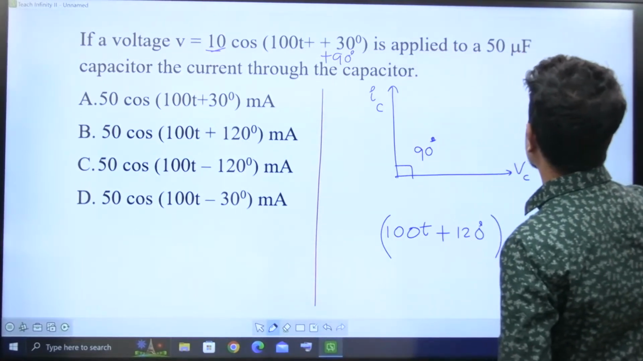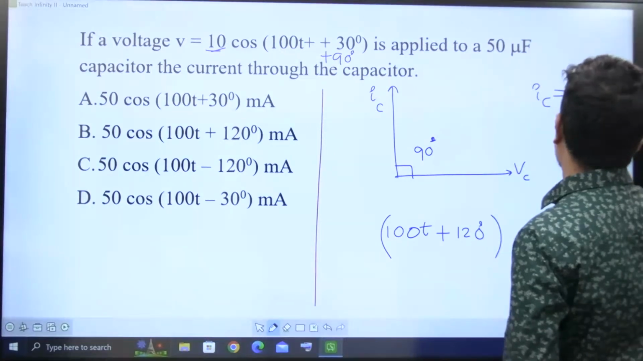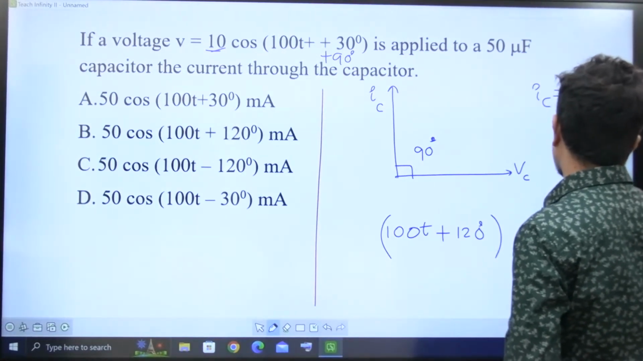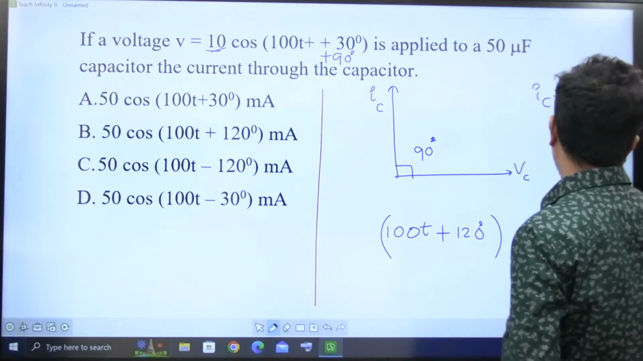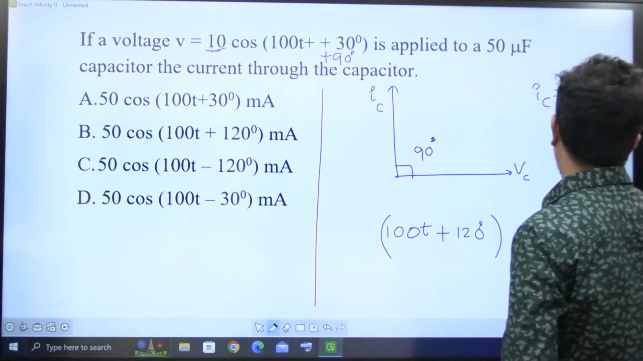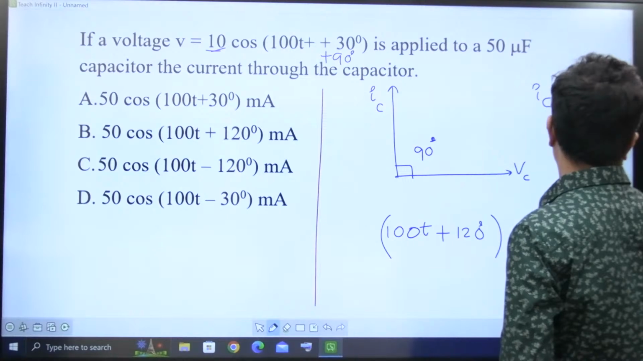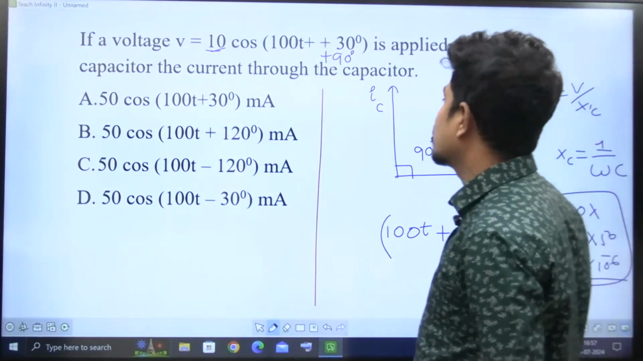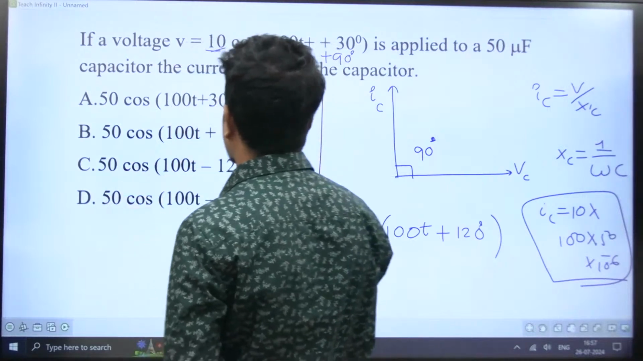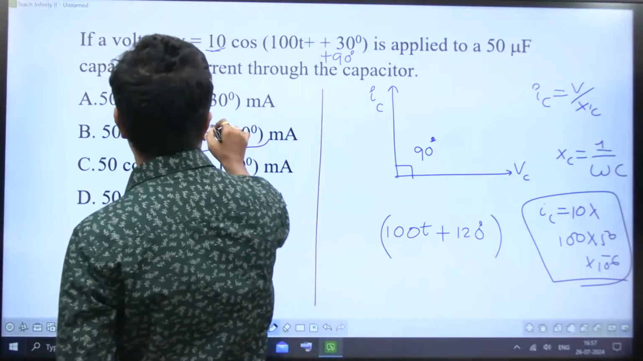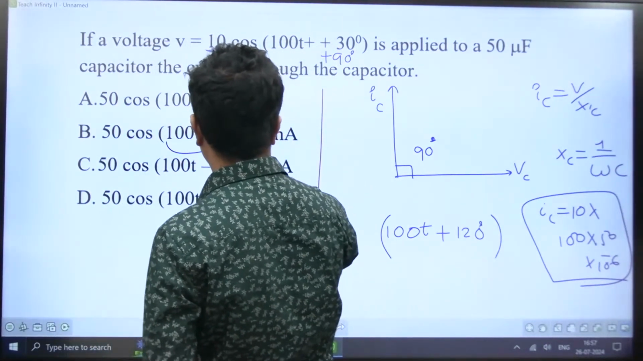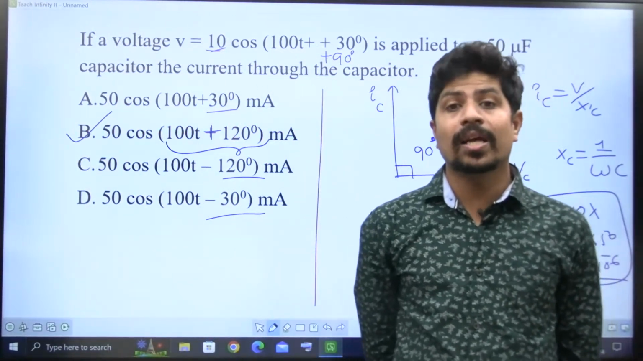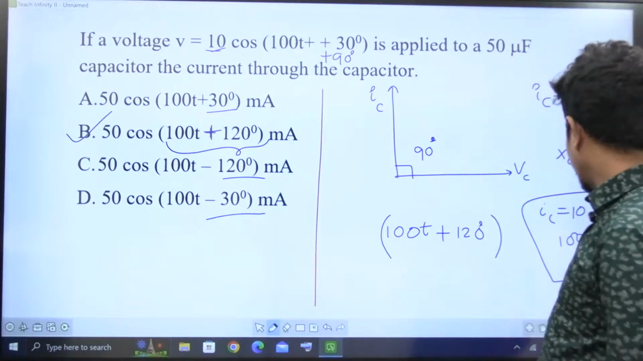So IC is equal to V by XC. What is XC? XC is equal to 1 by omega C. Therefore, IC is equal to V, 10, into omega, which is 100, into C, which is 50 into 10 to the power of minus 6. If you solve it, you get the magnitude of IC also. But I can say the option is B, because it has plus 120. The others are not correct. Option is B. So the current through the capacitor must lead the voltage across the capacitor by 90 degrees, right?